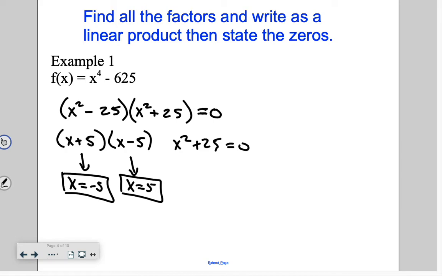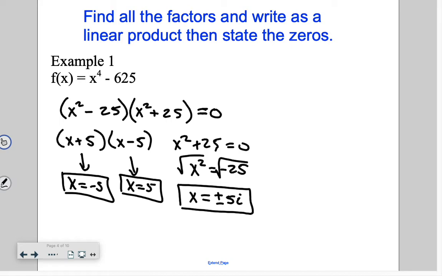So let's subtract the 25 over. Take the square root of both sides, which, remember, plus or minus, when you take the square root, that's why we have 2 of them. Plus or minus what? 5i. Okay. Square root of negative 25 is 5i. There's your last 2 zeros.